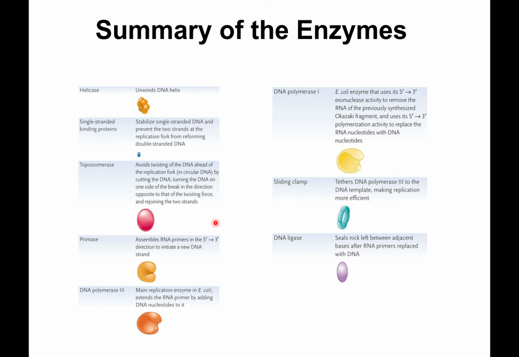So these are all the enzymes we talked about. Helicase, that opens up the DNA. Single-stranded binding proteins, they keep the DNA open. Topoisomerase, and there is primase. DNA polymerase 3, different from DNA polymerase 1. DNA polymerase 1 is the one also that removes the RNA, replaces with DNA. The sliding clamp that helps DNA polymerase 3 and 1 to stay attached to the DNA as well. And then you have DNA ligase that seals, forms the last phosphodiester bond.